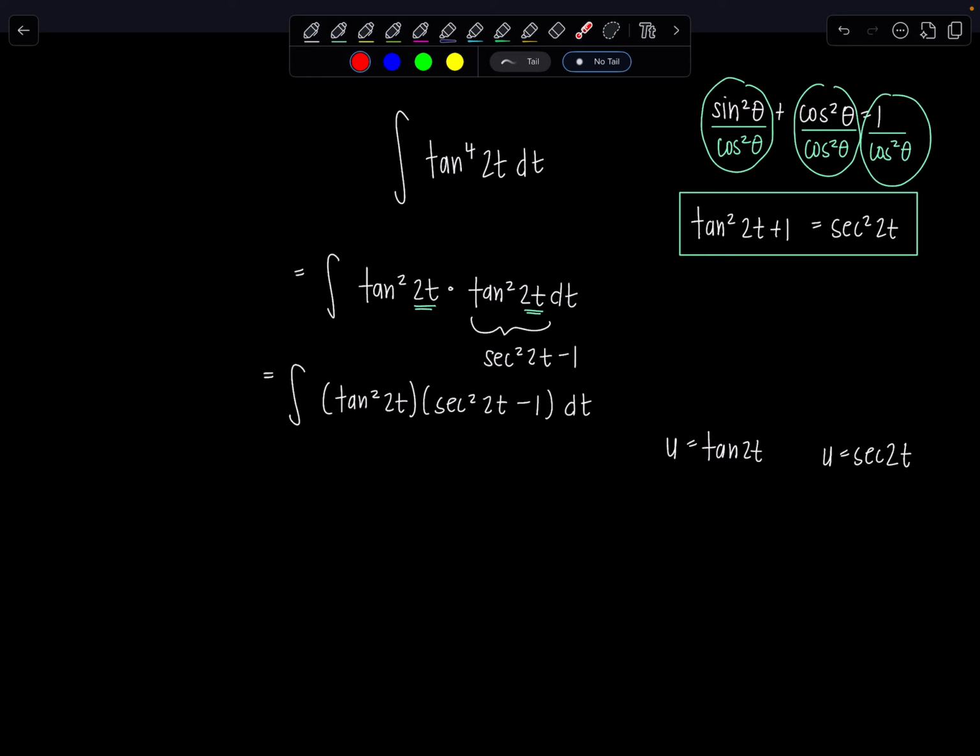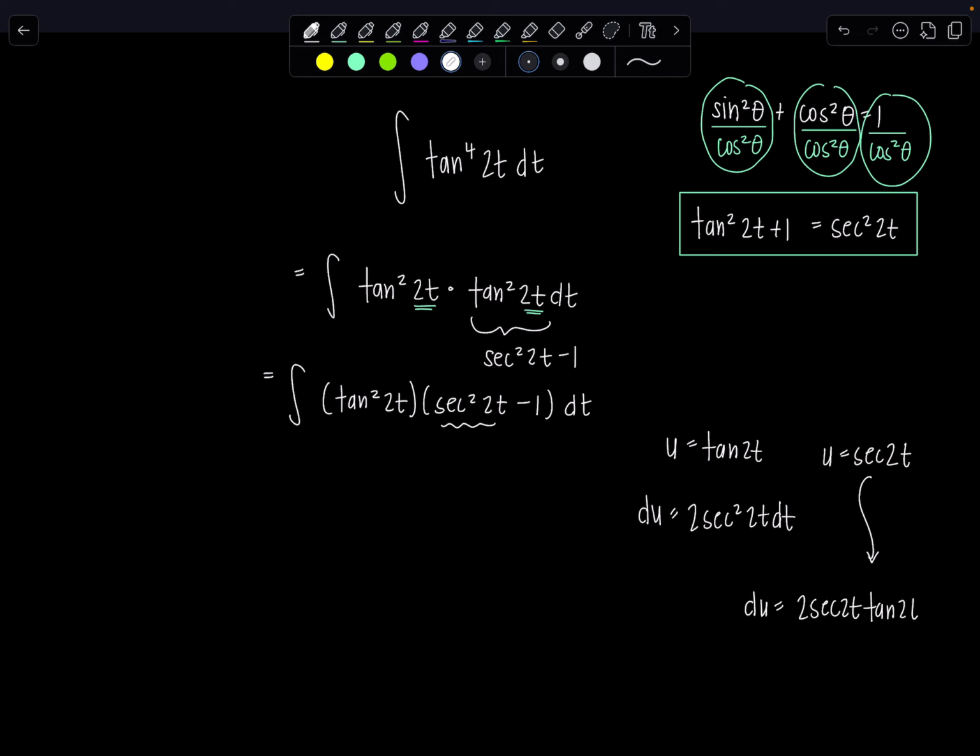So let's see. If u is tangent 2t, what would the derivative be? du would be 2 secant squared 2t dt. Okay, I'm feeling hopeful about that because notice there's a secant squared right there. What if I let u be secant 2t? Then du would be 2 secant 2t tan 2t dt. Do we see that anywhere? No. So I'm not excited about that option. In fact, I'm going to erase this. That's how unexcited I am about it.